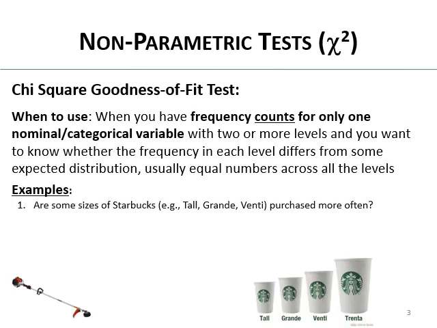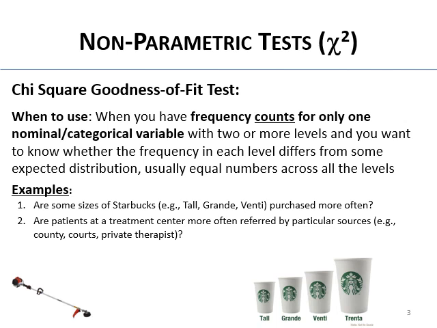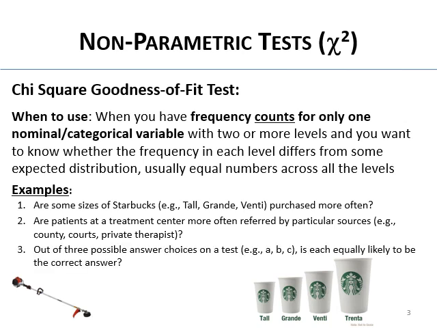So some examples are some sizes of Starbucks. You know, they've got tall, grande, and venti, purchased more often than others. That would be a chi-square looking across the 4 categories. I didn't even know they had Trenta. Are patients at a treatment center more often referred by a particular source? So county or courts or private therapists, you want to know, do we get equal distributions of clients from all those sources? That would be a chi-square goodness of fit.